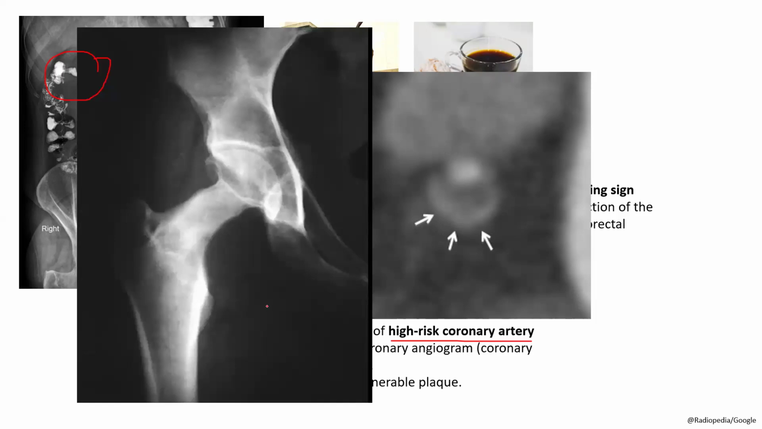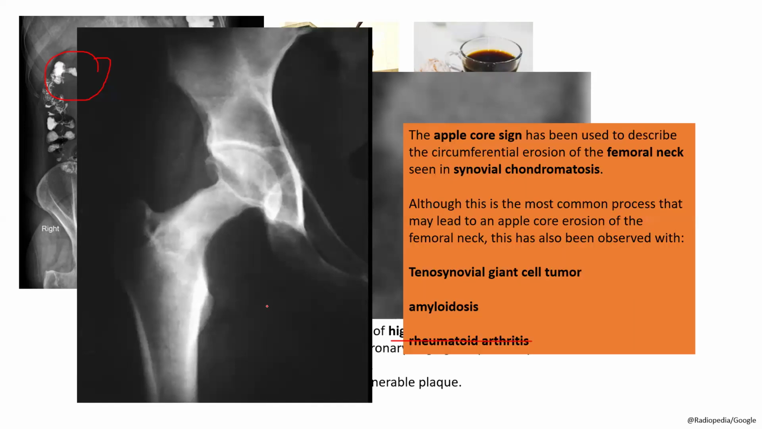Apple core deformity has also been described in the femoral neck. Causes may be synovial chondromatosis, tenosynovial giant cell tumor, amyloidosis, and RA. It is basically because of circumferential erosion of the femoral neck because of an intra-articular mass, and it leads to an apple core kind of deformity in the femoral neck.